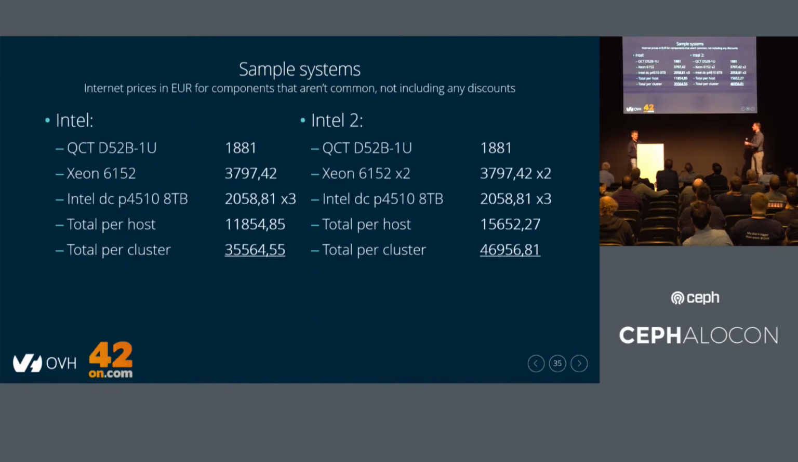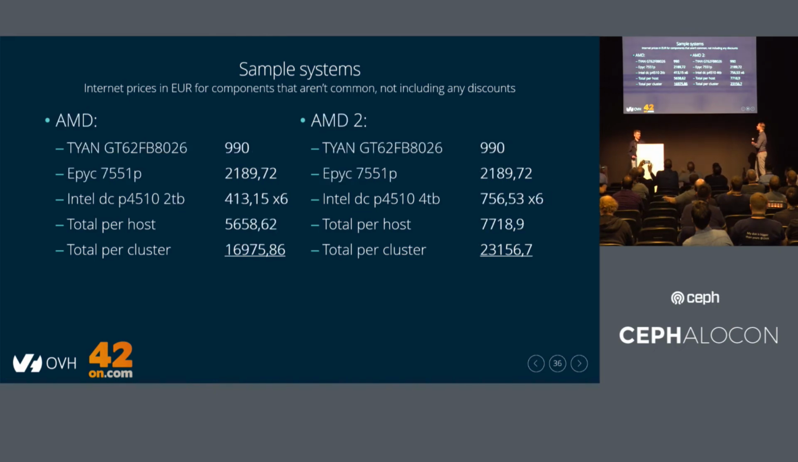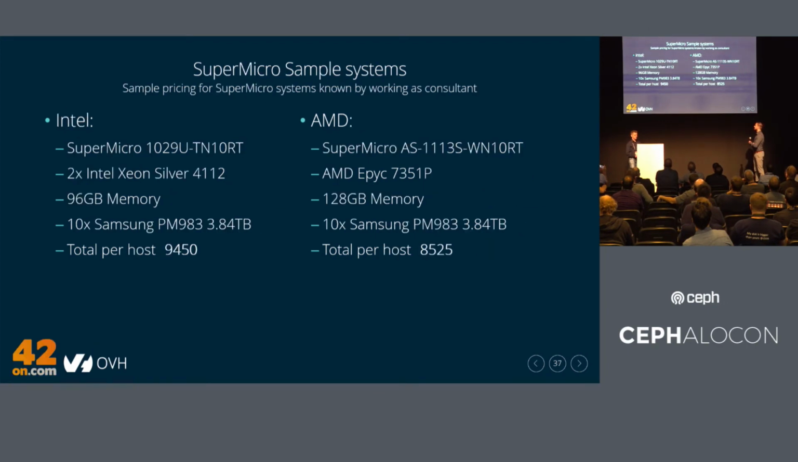So here we have some sample systems from Intel based on Xeon 6152 and 8 terabyte drives. Per host we are at about 12,000 euros, and we have 24 terabytes of capacity per host. So a total cluster consisting of 3 nodes is about 35,000 euros. And from the AMD side, you can drop to 23,000 euros, having similar capacity. And another sample system is from Supermicro.